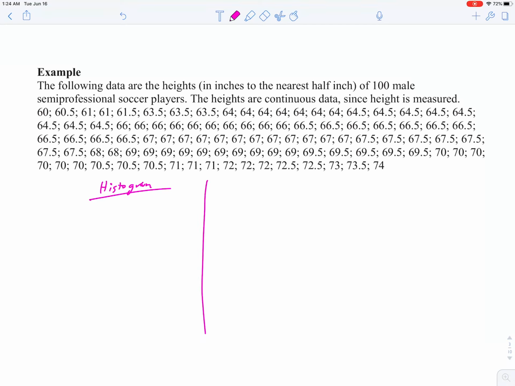Okay, so again, a histogram, we're going to have the axes here. This may not come out too perfect. Actually, it looks pretty good.